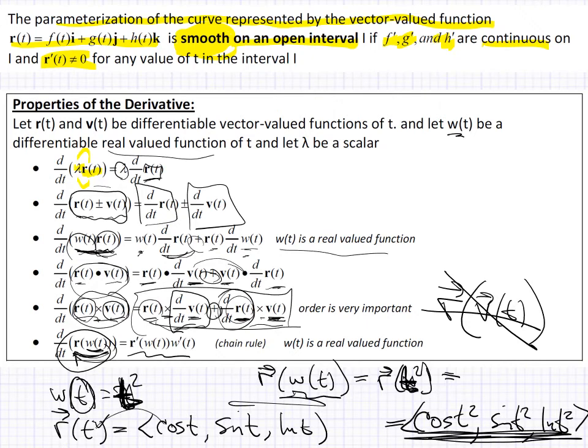Or I could apply this chain rule where I take the derivative of the outside, which is r prime, w of t, the inside stays unchanged. Then that vector gets multiplied by the derivative of w. So again, chain rule. Derivative of the outside, inside stays the same, then times the derivative of the inside. So this is how you would do it, for just random r's and v's.